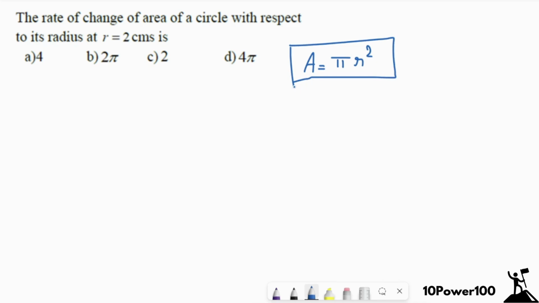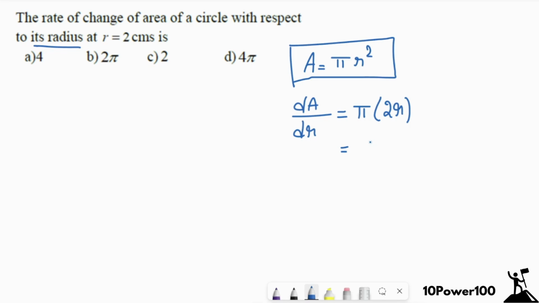In any rate measure problem, if they ask about any solid figure or two-dimensional figure, first we need to know the base formula. And one more thing, they have asked the rate of change of area with respect to radius. If it were with respect to time, they would have given the rate of change of radius by time, but they have not given that. So we need to find dA by dr, the differentiation of area with respect to radius. Pi is constant, I'll keep pi as it is. The differentiation of r square is 2 into r.